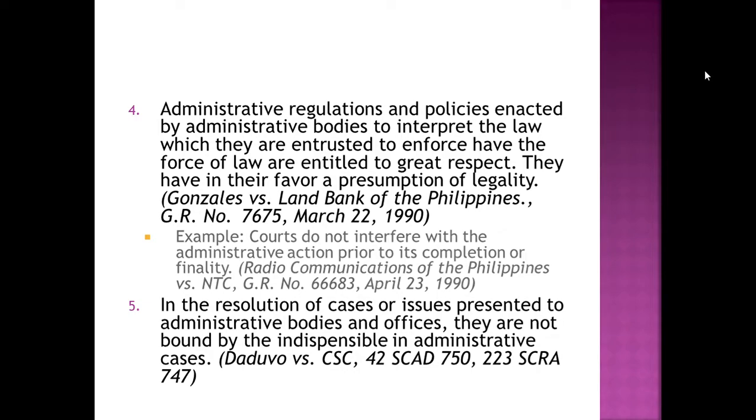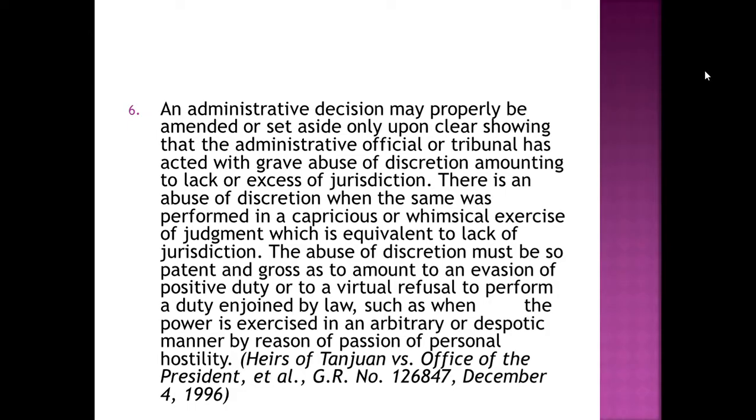Number five, in the resolution of cases or issues presented to administrative bodies and offices, they are not bound by the technical rules of procedure and evidence, which are indispensable in judicial cases. Number six, an administrative decision may properly be amended or set aside only upon clear showing that the administrative official or tribunal has acted with grave abuse of discretion amounting to lack or excess of jurisdiction.